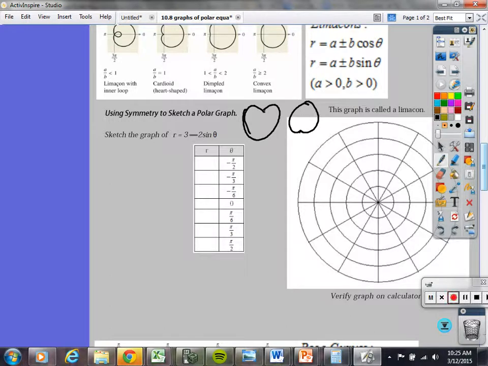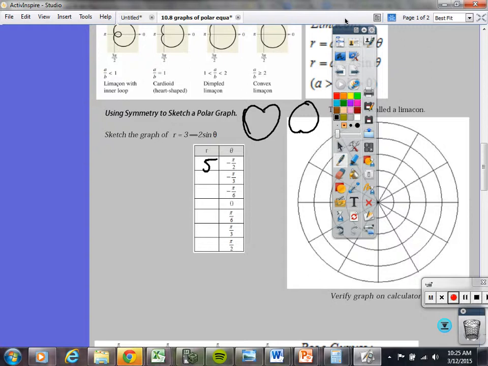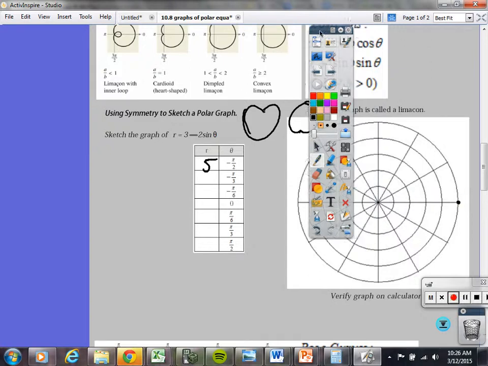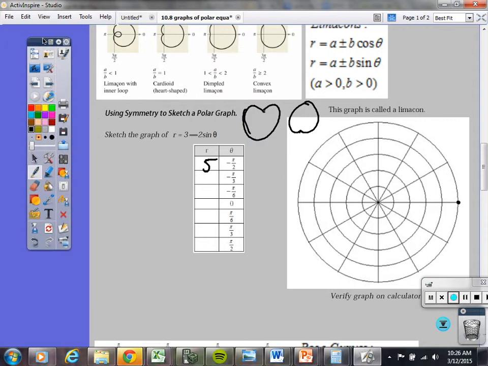So pi halves, negative pi halves. What's the sine of negative pi halves? Negative 1. So that would be 3 minus 2 times negative 1, which is 3 plus 2, so 5. So I come all the way out to 5: 1, 2, 3, 4, 5. Then I plug in negative pi thirds.